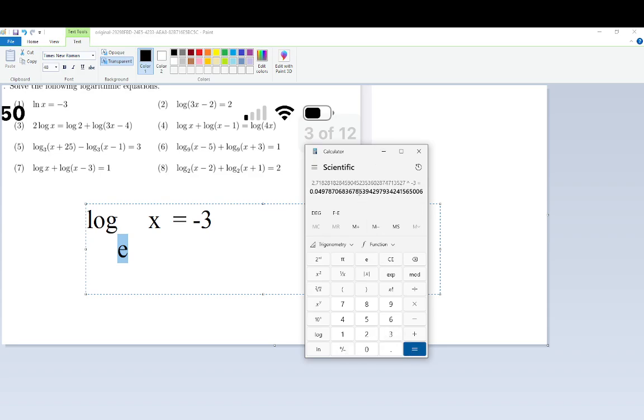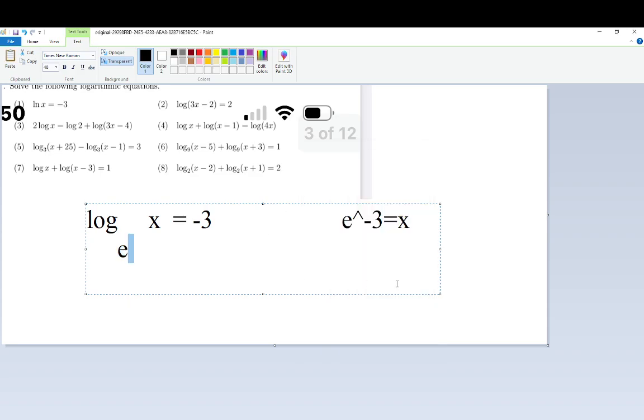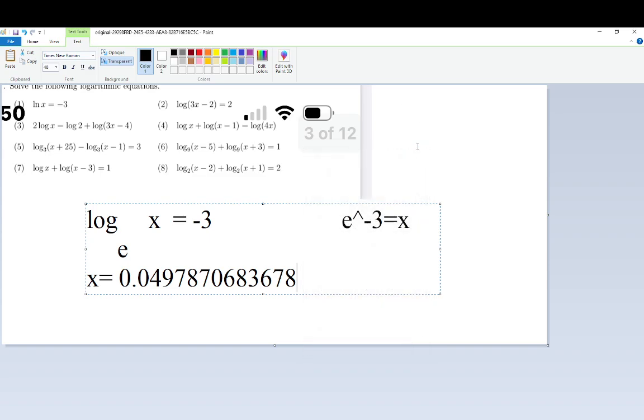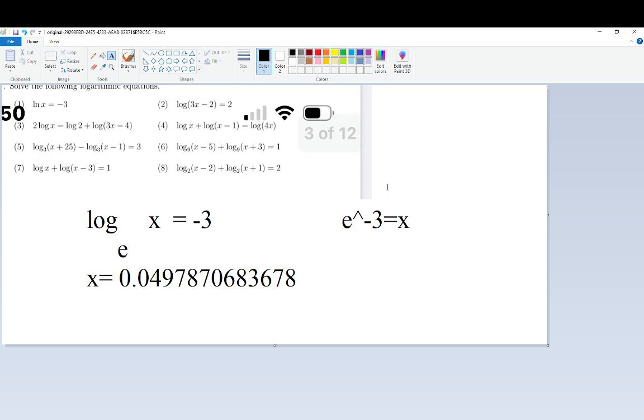And I get this. So solve x is equal to that. If I want to prove it, just take this number and press ln, and I should get -3. Ln is ln on your calculator. There you go, get -3. Ln is simply the log base e.